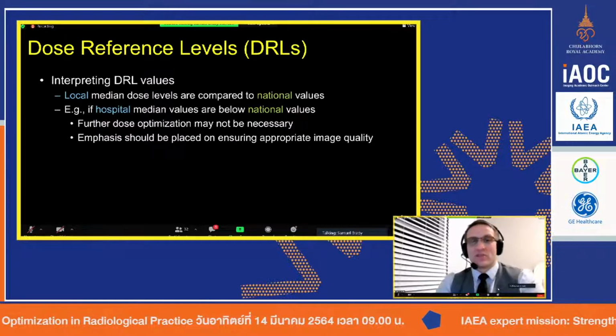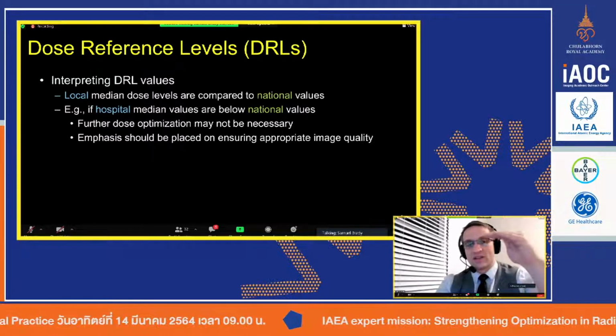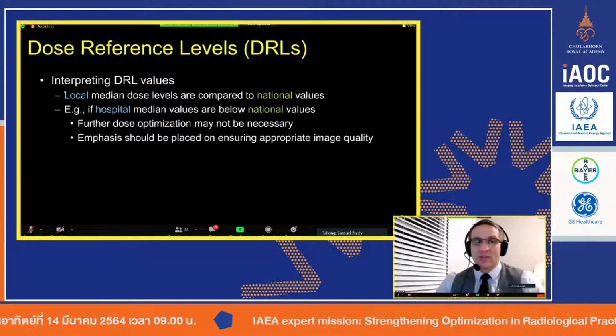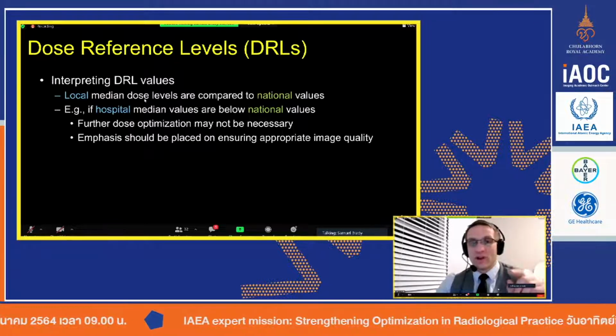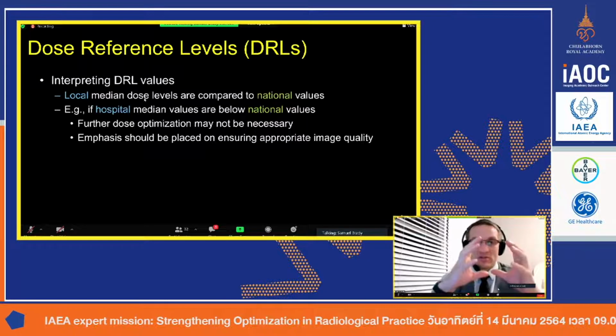So as I mentioned, what we've done now, what you have done now in Thailand, is you've created these national DRLs. And so at the local level, you, the hospital, will take your values, you'll calculate the median dose.